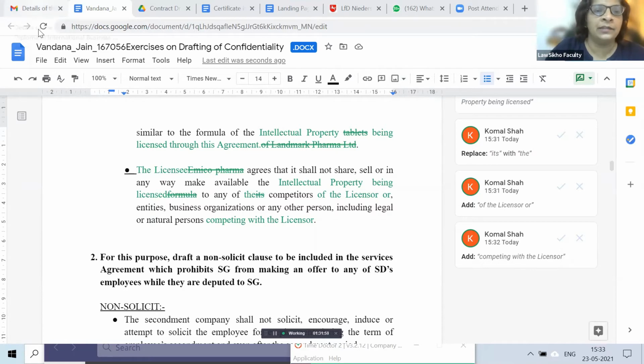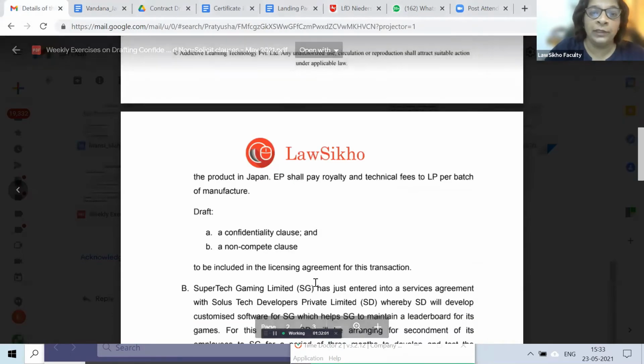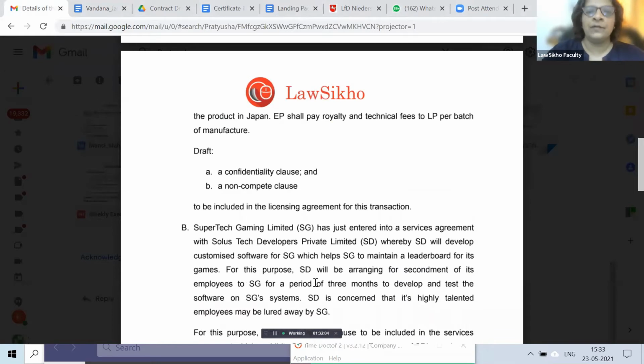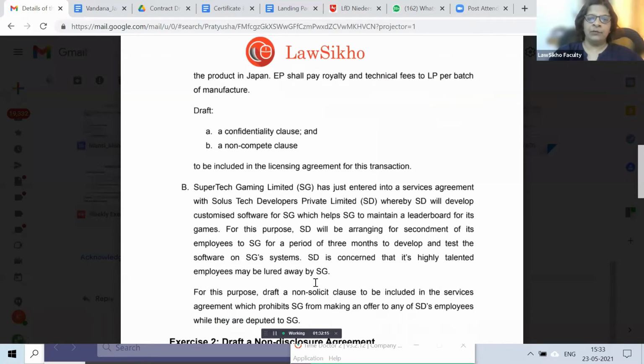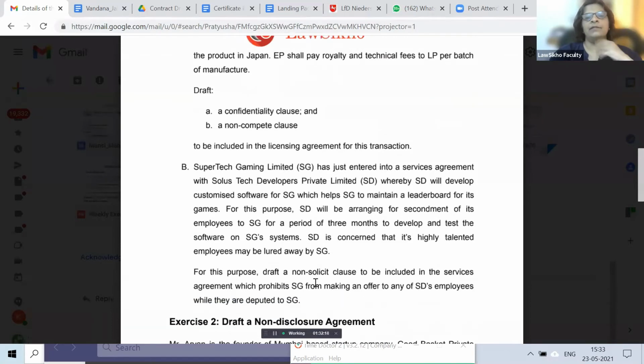Okay, let's move to the other situation now. Supertech Gaming has just entered into a services agreement with Solus Tech developers, whereby the developers will develop customized software which helps them to maintain a leaderboard for games. For this purpose, they will be arranging for secondment of employees to this client for 3 months to develop, and the developer is now concerned that the client is going to take away their employees. So for that, they want a non-solicit clause to be included in the services agreement.